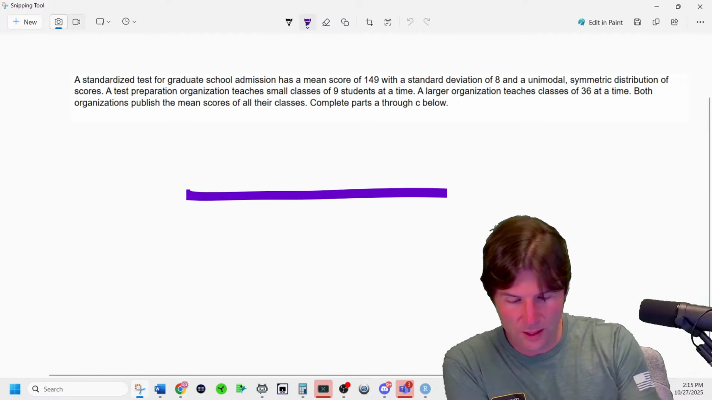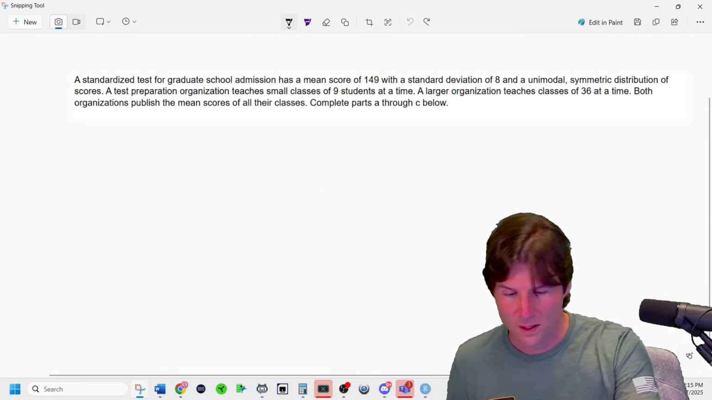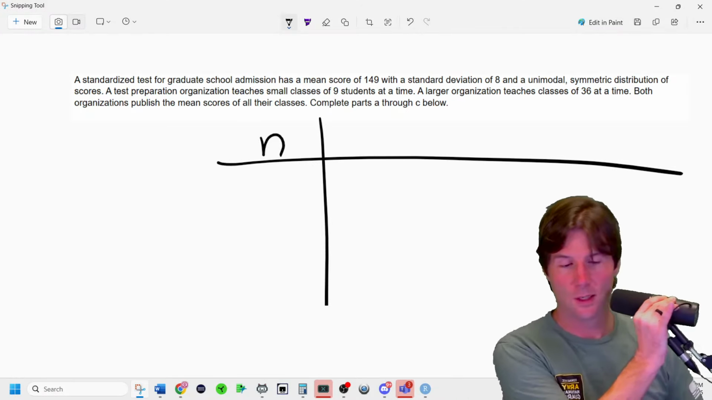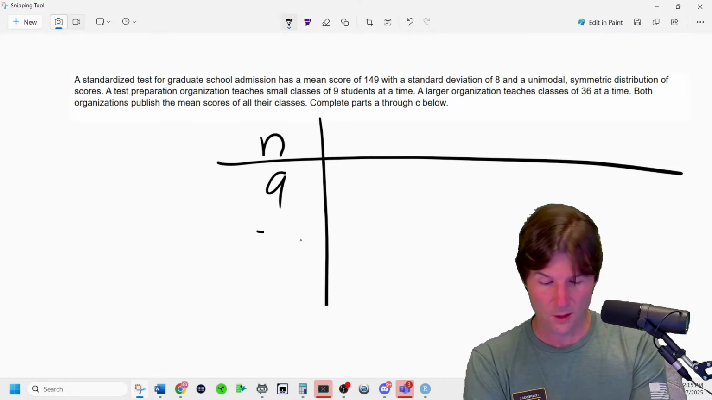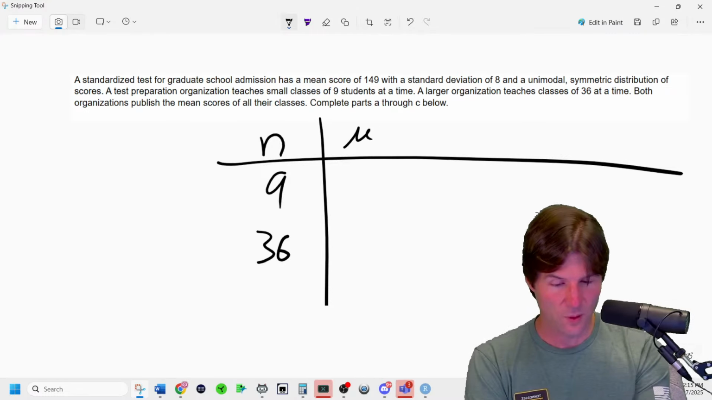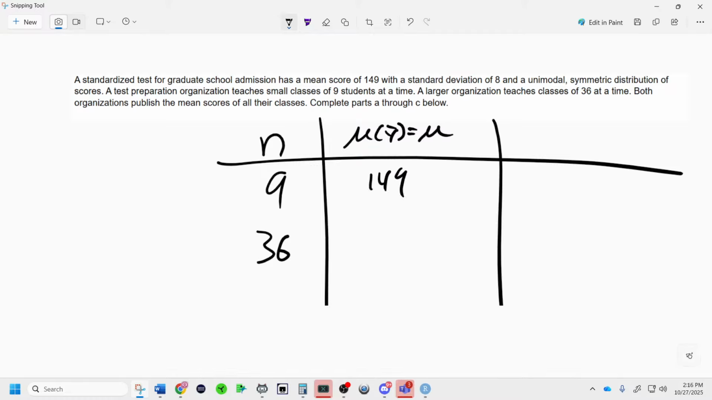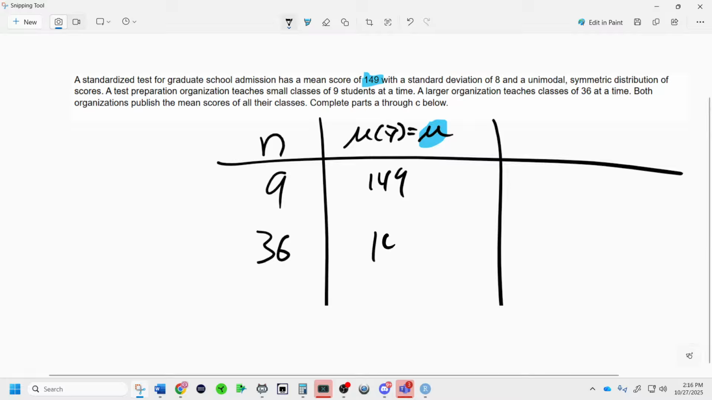So here it is. Here's the notation. I'm going to write it down as a table. So we know we have different sample sizes here. A small class with 9 students. A large class with 36. We have mu y bar equals mu. The mean of the sample means is equal to the mean, because we know that the original data has a mean of 149. So we're specifically looking for mu y bar, the expected sample mean, but it's just going to be 149 because it doesn't change according to sample size. It's going to be the same for this one.